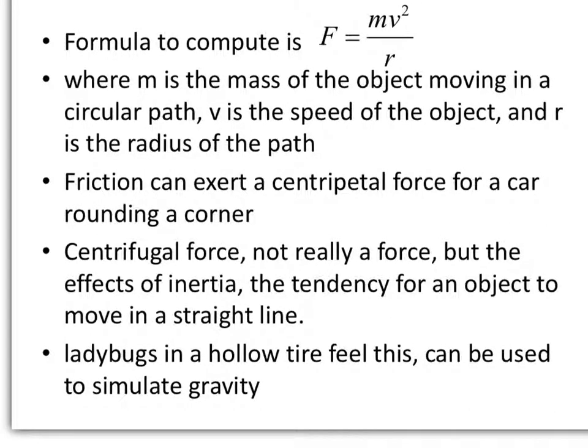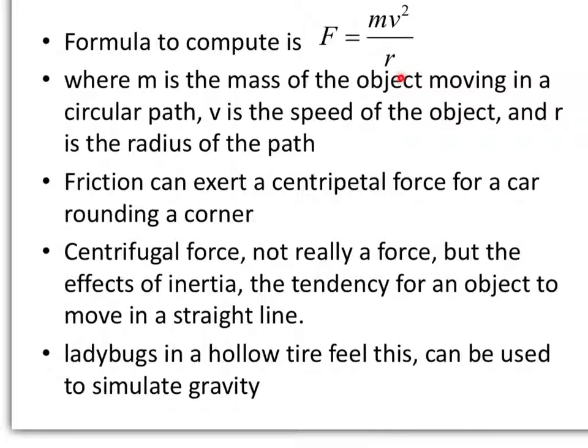The formula for computing centripetal force is mv squared over r. So the formula says that the centripetal force is directly related to the mass of the object. That's not surprising. Also directly proportional to the speed of the object. In other words, the faster the object is going, the greater the centripetal force needed to keep it in that circular path. It's inversely related to r, which is the radius of the path. So a small value of r corresponds to a very sharp curve.